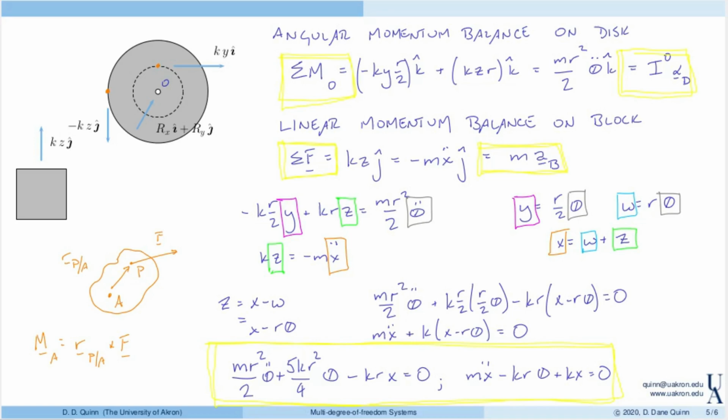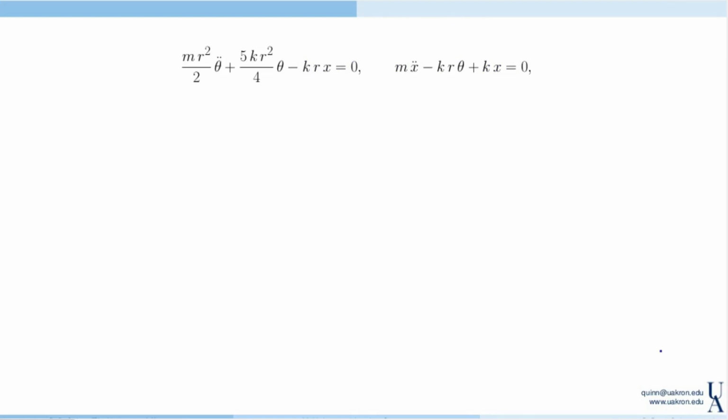But let's do a little more. Right, we're not done yet. So here I have rewritten the equations of motion, and I would like to take these and put them in matrix form. So I want to identify, for example, mass matrix, stiffness matrix, that sort of thing. So now in matrix form, we can write this as mr squared over 2 times theta double dot. Notice that there's no x double dot piece, so we have a 0 in that element.